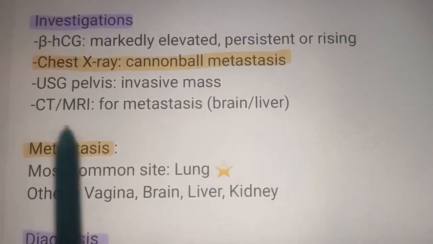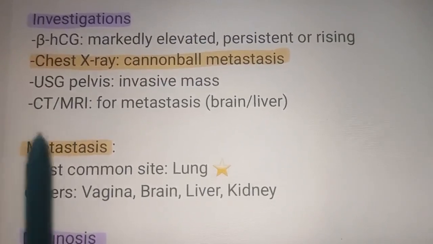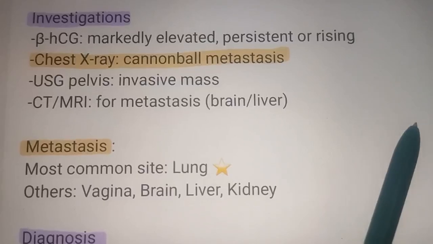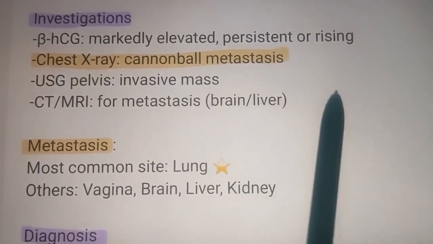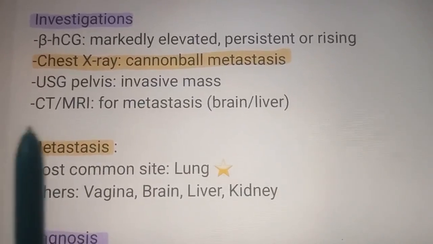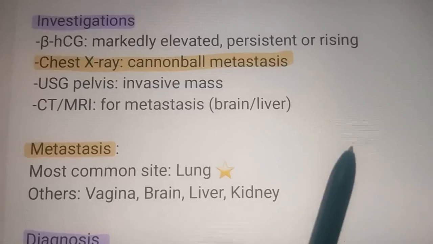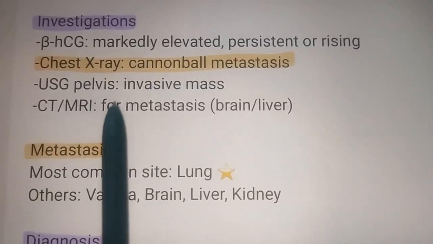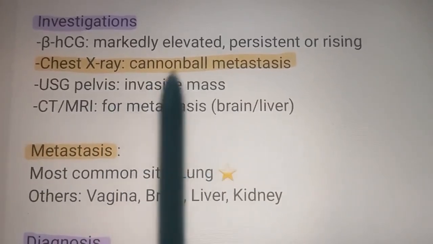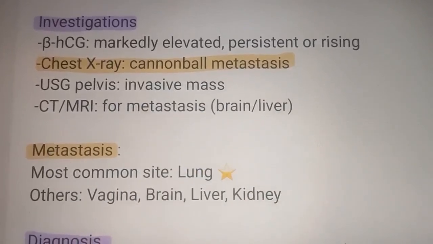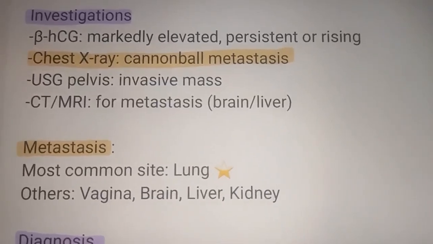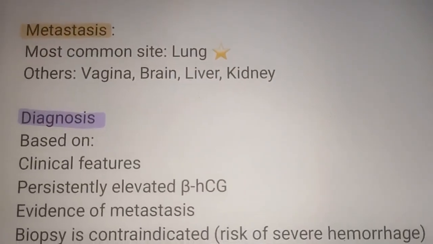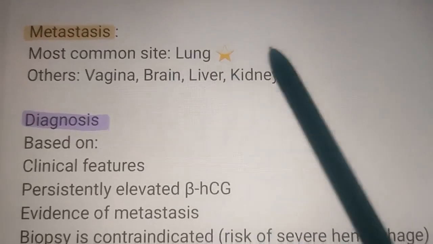Investigations. Beta HCG is markedly elevated. On chest X-ray, cannonball metastasis is present. We will show it in the picture. In USG pelvis, there will be an invasive mass seen. CT and MRI we check for metastasis. The most common site is lung, and others can be vagina, brain, liver and kidney.